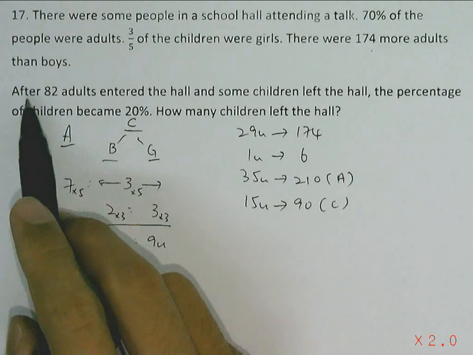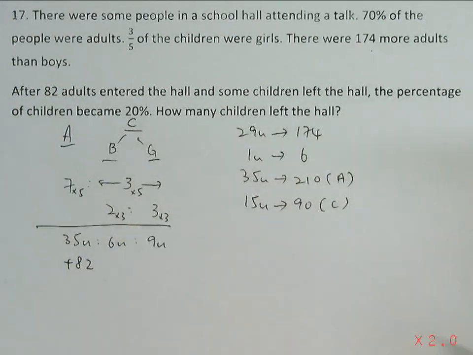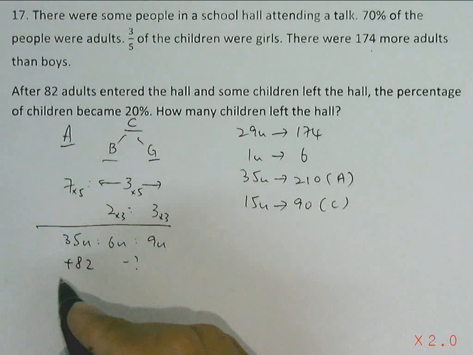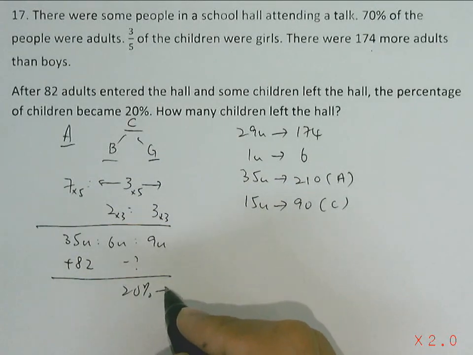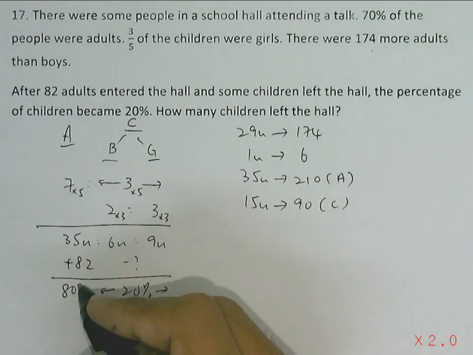So we know that the question says after 82 adults entered the hall, and some children left the hall, the percentage of the children became 20%, while the adults must take up the remaining 80%.